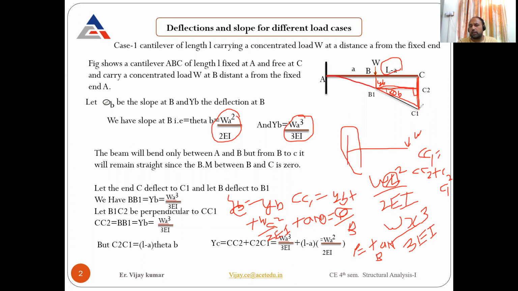Similarly, you can calculate the slope also here. Directly you can calculate that the slope remains at this value, because there is no bending moment. Due to that, theta will be constant after the B point. Fine, so that's how we are going to calculate in this particular case. So let me first clear all the points.